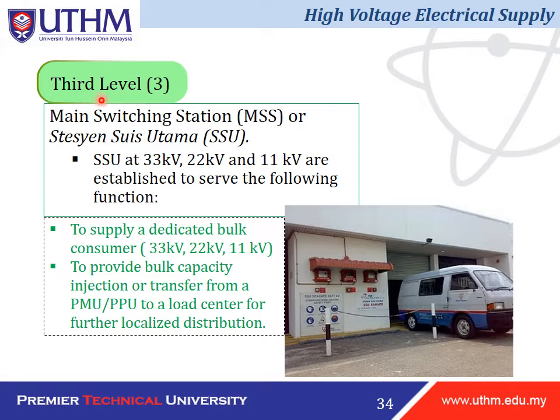So the third level is the main switching station, MSS, or Stesen Suis Utama, SSU. SSU at 33 kV, 22 kV and 11 kV are established to serve the following function, which is to supply a dedicated bulk consumer and also to provide bulk capacity injection or transfer from PMU or PPU to a load center for further localized distribution. So this is the example of the SSU.